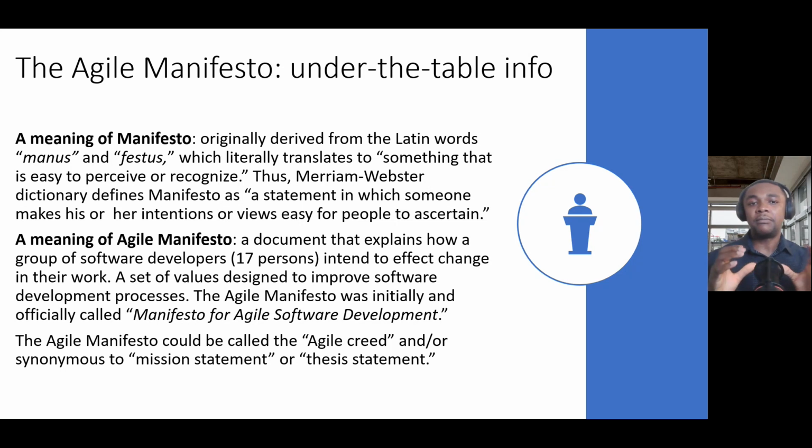If we take the definition given by the Merriam-Webster Dictionary, it says that a manifesto is, quote, a statement in which someone makes his or her intentions or views easy for people to ascertain, end quote. And then how do we tie this dictionary definition of manifesto to the concept of the Agile Manifesto? Like I said, we have taken a look at the outside context of manifesto, and now we are trying to tie it together to Agile environments.